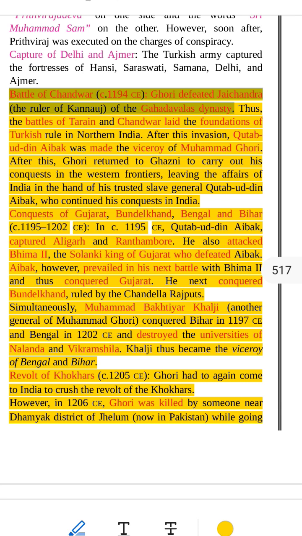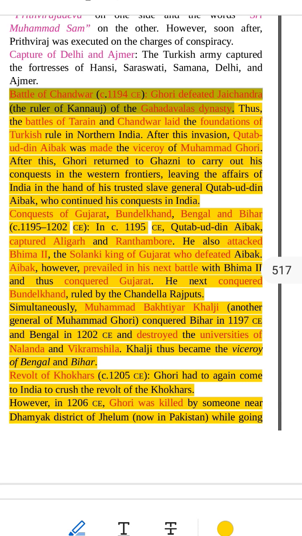He also attacked Bhima II, the Solanki king of Gujarat, who defeated Aibak. He also attacked. Aibak tried to fight. Bhima II equals a king of Gujarat at that time. The Solanki king, Bhima, belonged to the Solanki dynasty, who defeated Aibak. Bhima II won the first battle against Aibak. This shows Aibak was not always successful at first. Indian kings still resisted him.